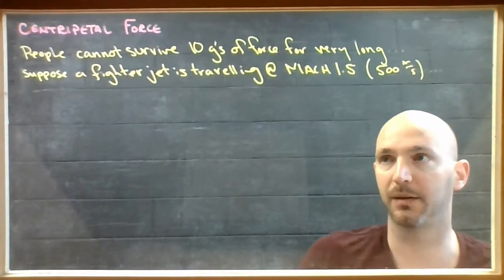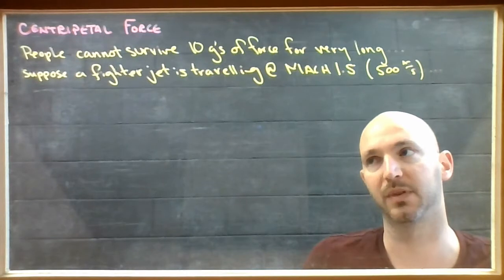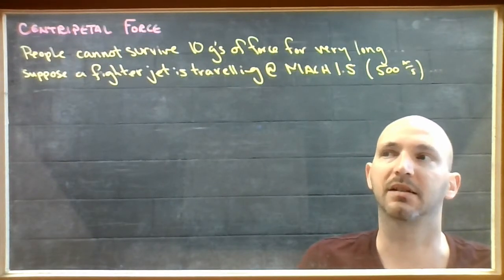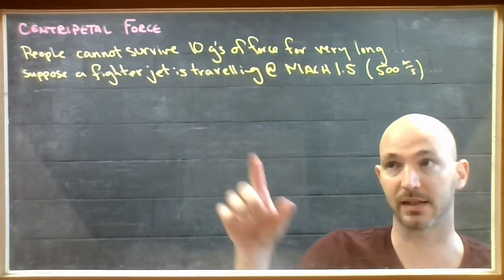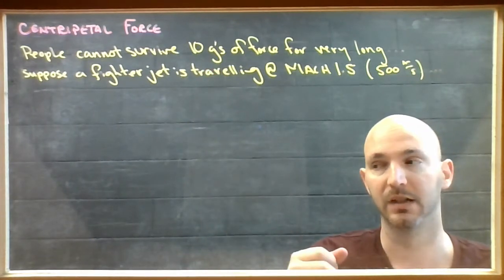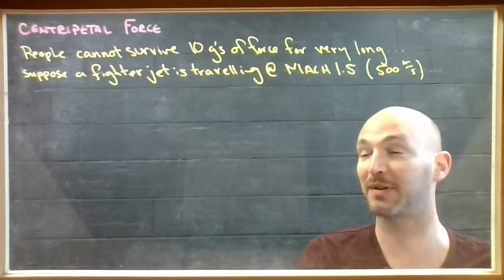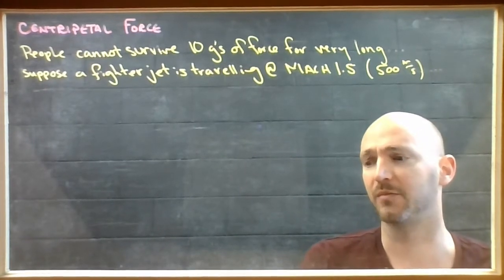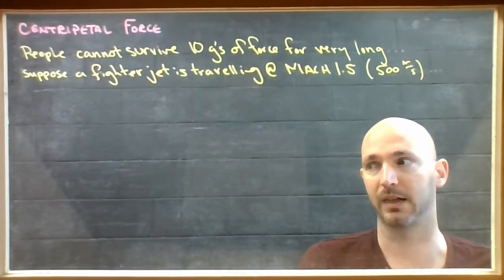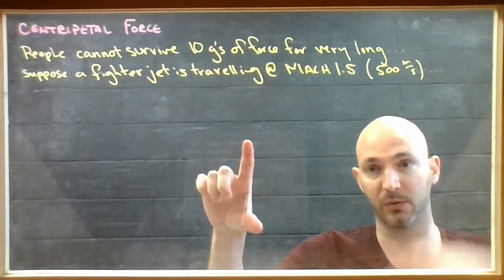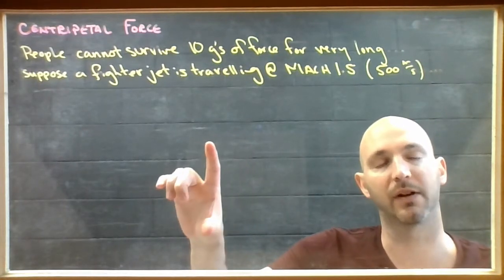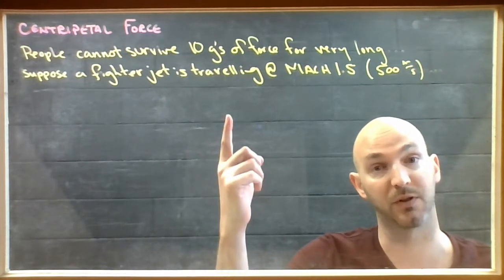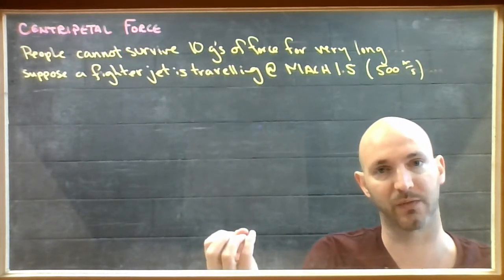Alright, so this is not a hard fact, but people in general can't experience 10 G's of force for very long. That's 10 times the force of gravity before it starts to have deleterious effects on your health. So if you are standing vertical, for example, and you experience 10 times the force of gravity this way, your heart is no longer able to pump blood up to your brain. So the blood starts to pool in your feet.